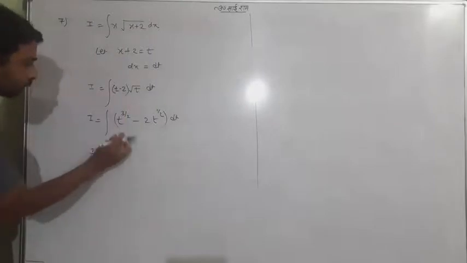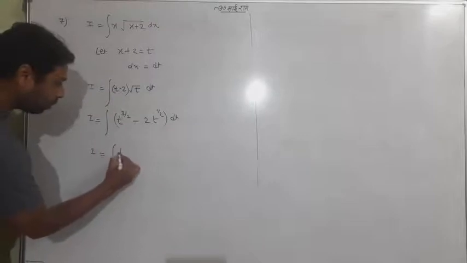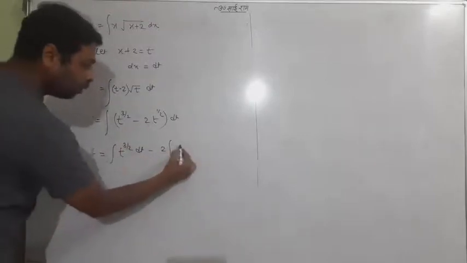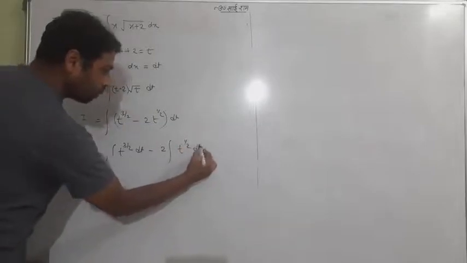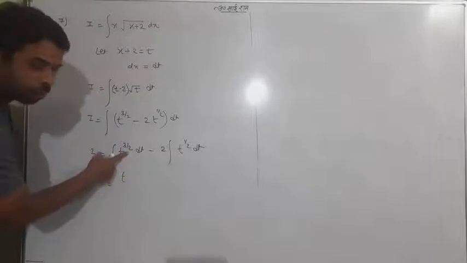Now we have a 2 function and it is an integration with a minus sign, so you can separate them. 2 times the integral of t to the power 3/2 dt. 2 is a constant value, so I have taken it out. Now the question is t to the power 3/2. What is the integration of that?